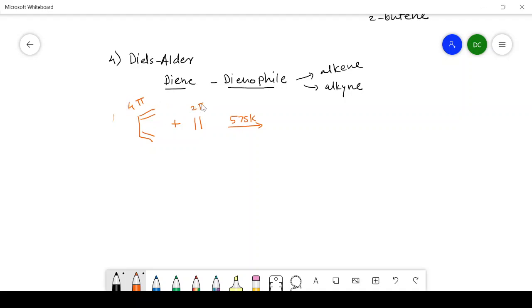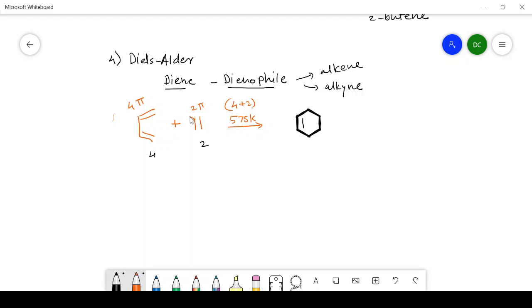These 4 and 2 pi electrons will undergo cycloaddition, and look at the number of carbons here. There are 4 carbons, here there are 2 carbons. So whatever the product that we are getting here, it is nothing but a 6-membered ring, because 4 plus 2 is equal to 6, we know that. And there is a formation of a double bond between these two carbons.